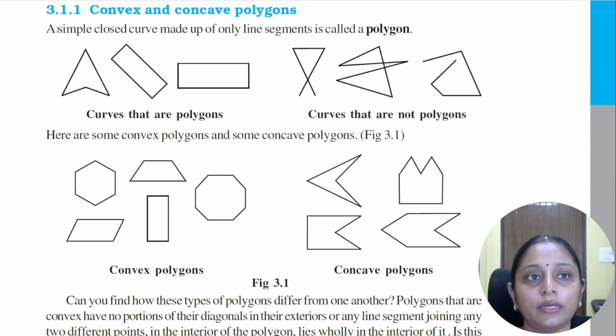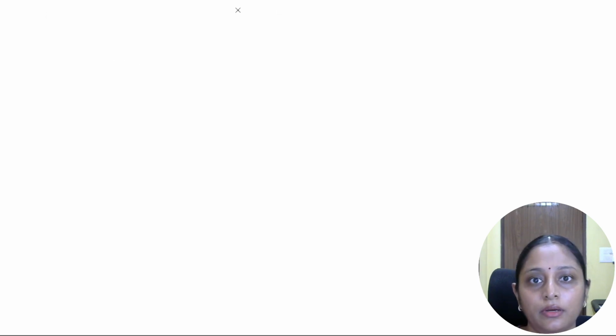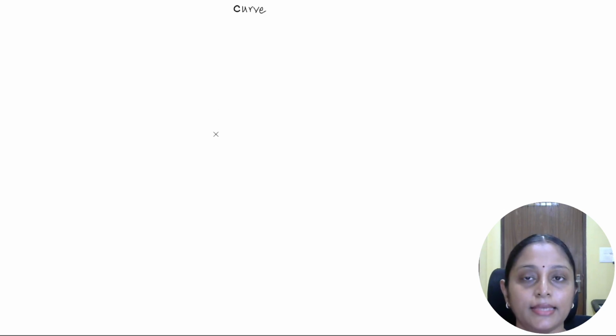Now what is a polygon? A polygon is a simple closed curve made up of line segments. Now I want you to understand this very clearly. So let me first start with the curve. What do you mean by a curve? A curve is a trace left by a moving point. If you have a moving point, the trace left behind by this moving point is nothing but a curve.